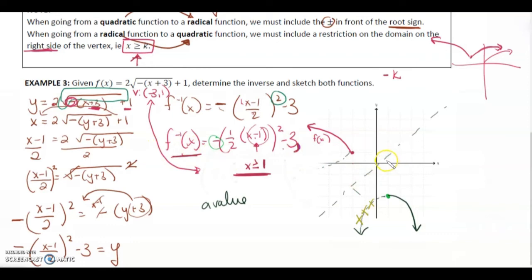We're talking about the inverse. So what we have here, this is 1, this is negative 3, this is our vertex. So what we would do is we would say, okay, start at 1 and then go to the right, right? Because we're talking about x values, and let's not regard anything that's less than 1.